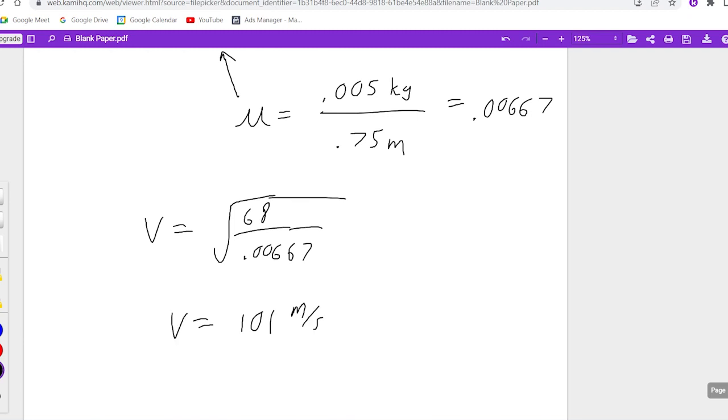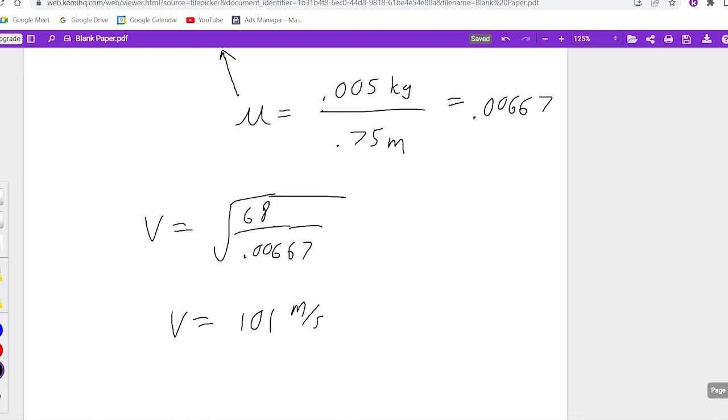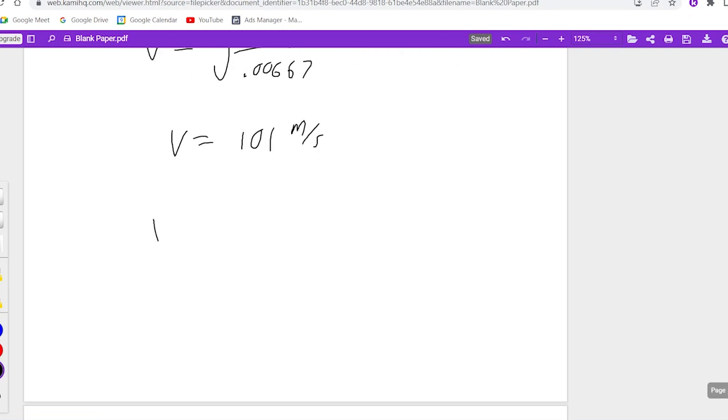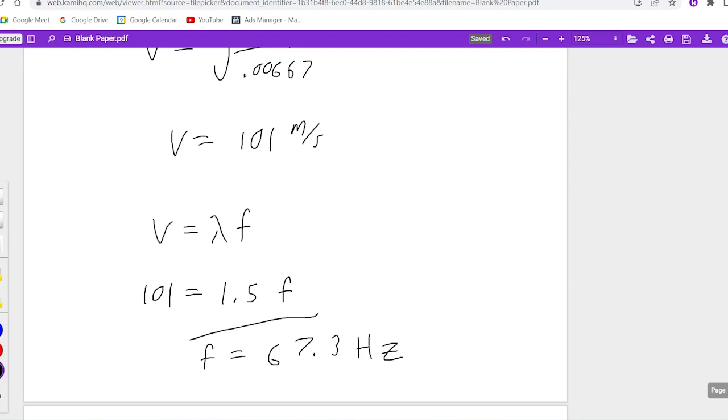Again, that's not my final answer. I want the frequency. But this is great because once I have the wave speed, then V equals lambda times F, the wave speed equation, and 101 equals the wavelength, which we found in part A to be 1.5, times my frequency. I just divide both sides by 1.5, and I'll get a final frequency of 67.3 hertz. Hertz is the unit for frequency. And that's it for number 3.